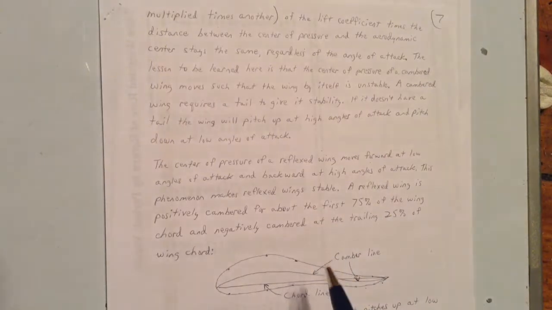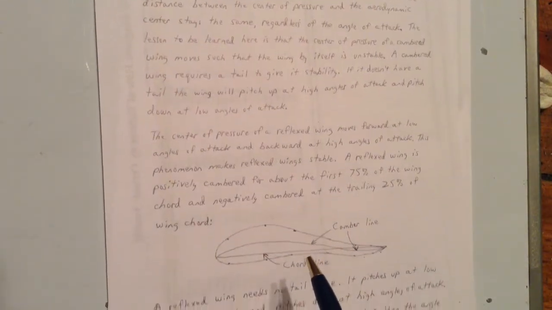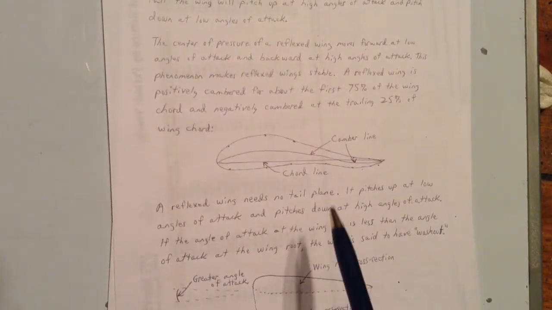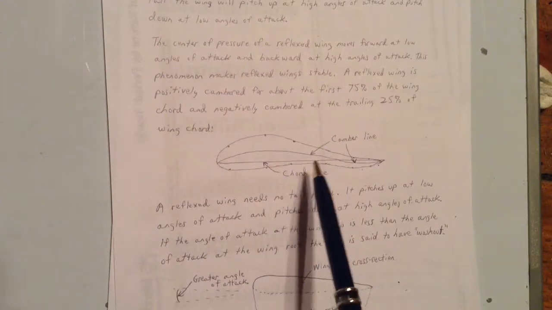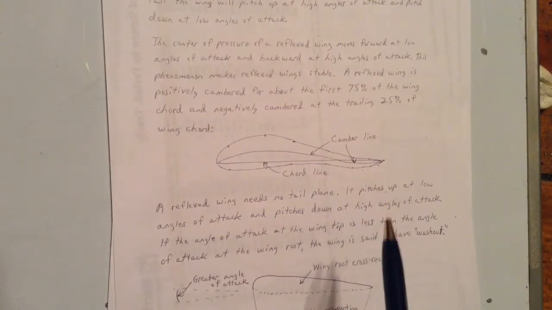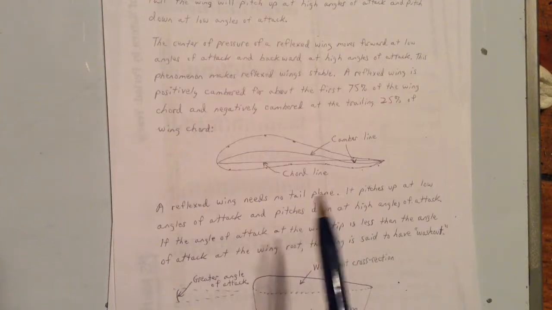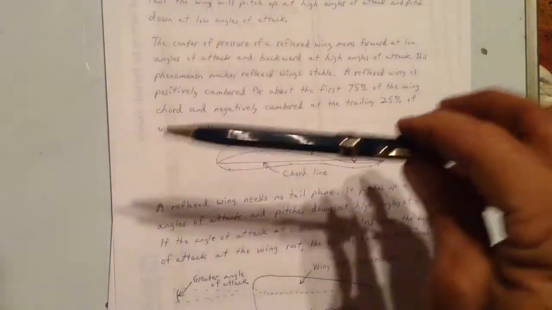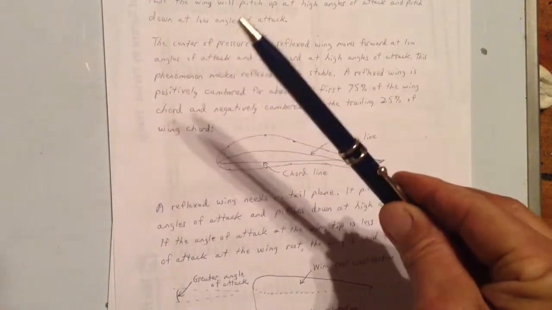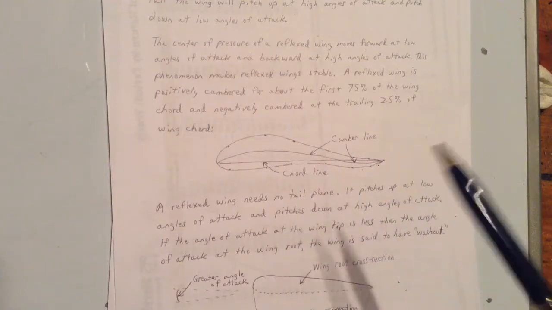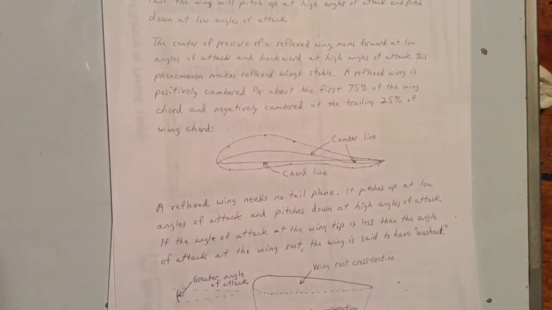But here's a wing that won't do that. This is a reflexed wing. The center of pressure of a reflexed wing moves forward at low angles of attack. In other words, when it's like this, the center of pressure is here. But if the angle of attack increases, the center of pressure moves more toward the back, just the opposite of the way it does with a cambered wing.